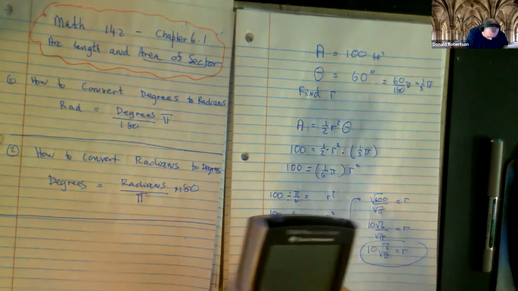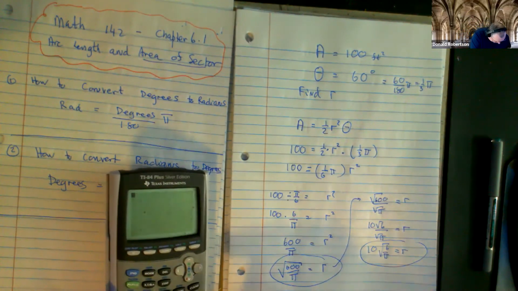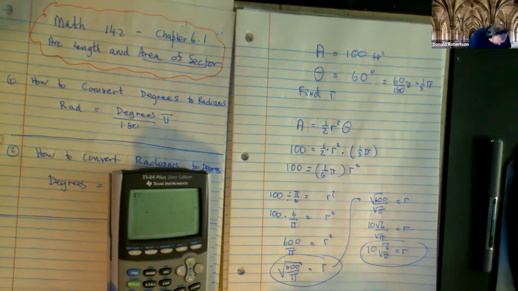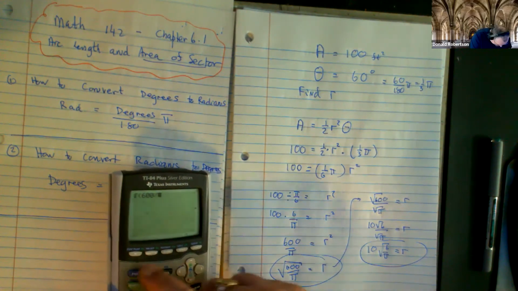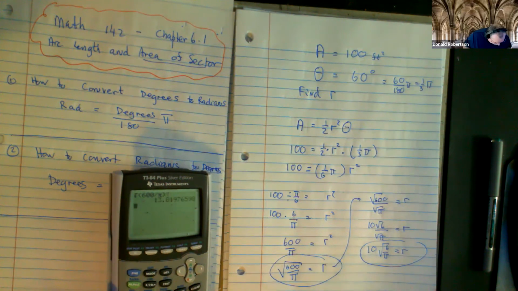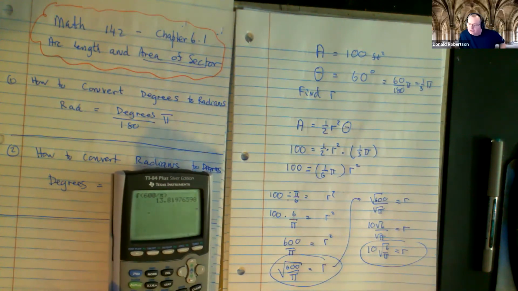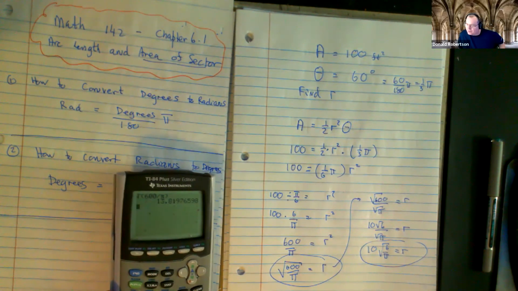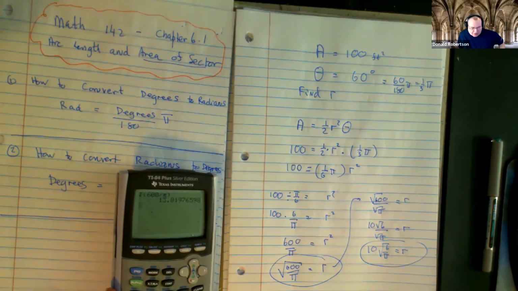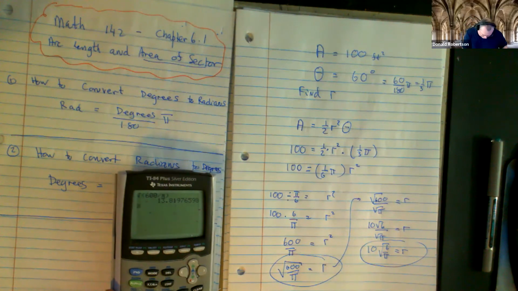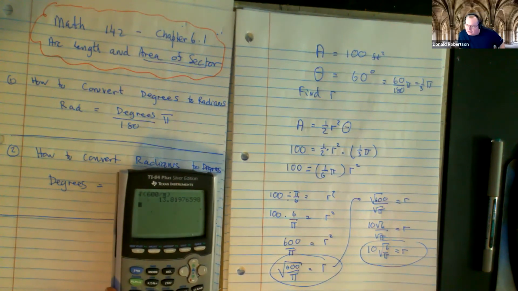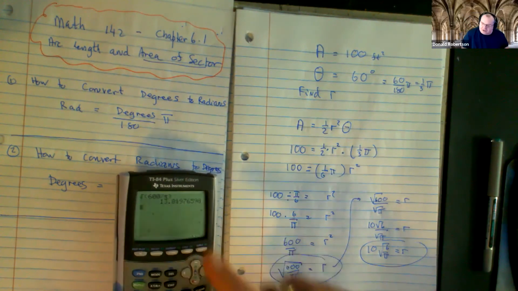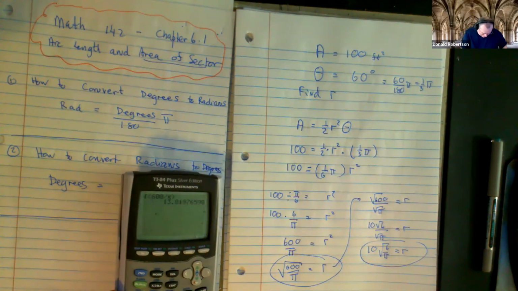Now, if they wanted the answer to 2 decimal places, well, I've already got everything I need. Can't I just do the square root of 600 divided by pi? And to 2 decimal places, what? 13.82. So if they want it in decimals, you got it. If you want an exact value, you got it. Some people always get the exact value, and then they turn it into a decimal if that's what was wanted, or they leave it like that if that's what they wanted.